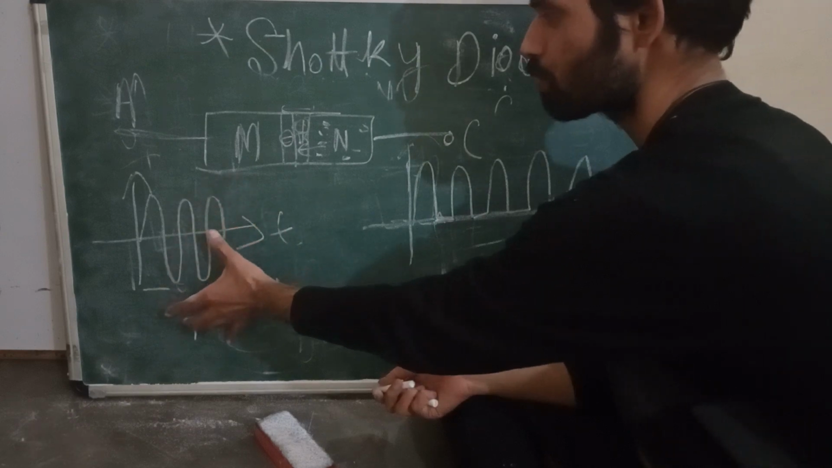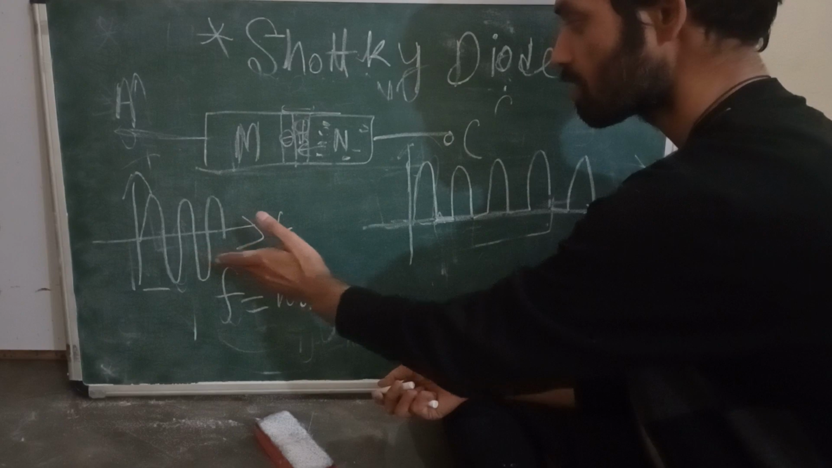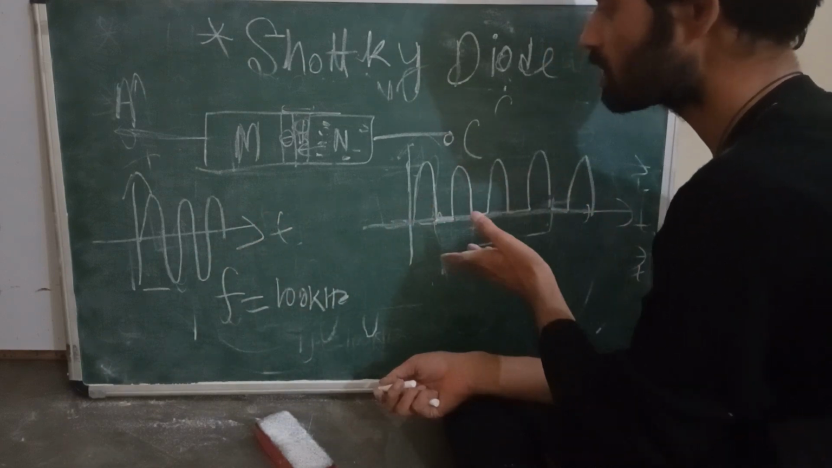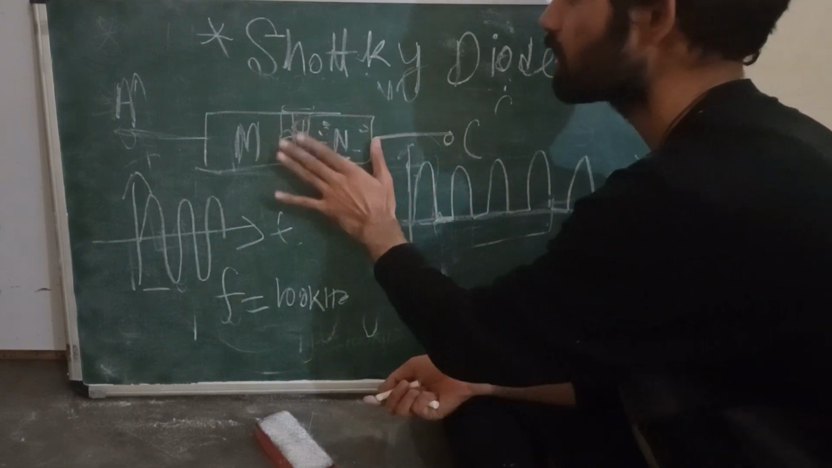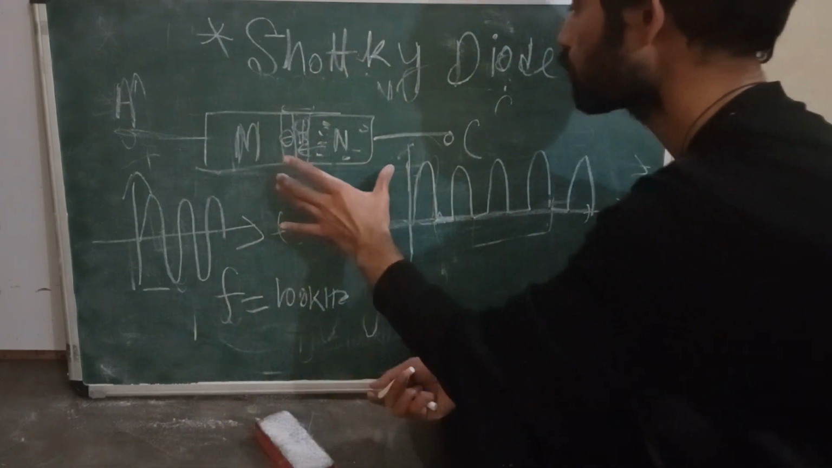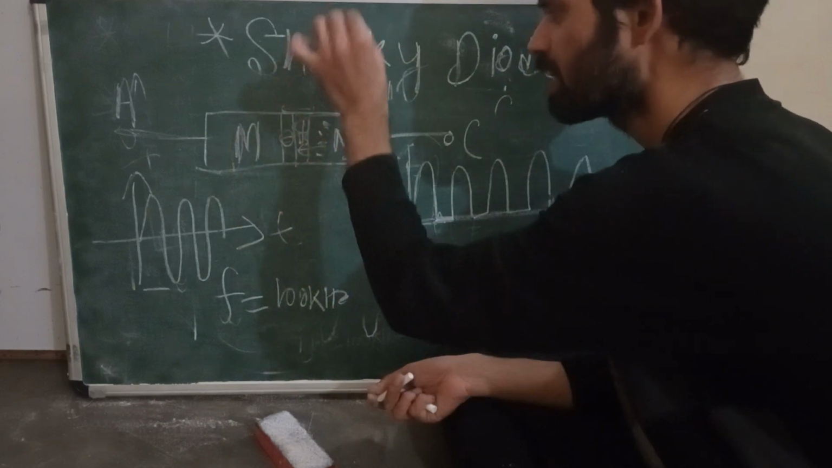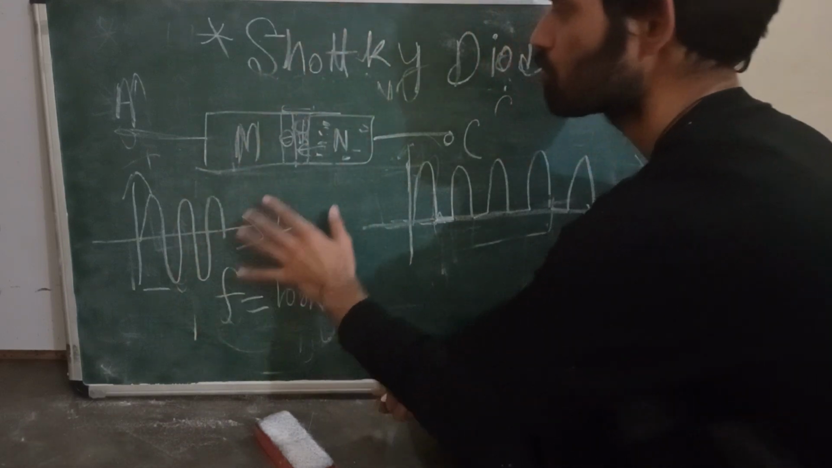So you have seen how it is rectifying a high frequency signal very easily. Why is it happening? Because there is no minority charge carrier at all. Therefore it is a unipolar device. No minority charge carrier means the reverse recovery time is very small.